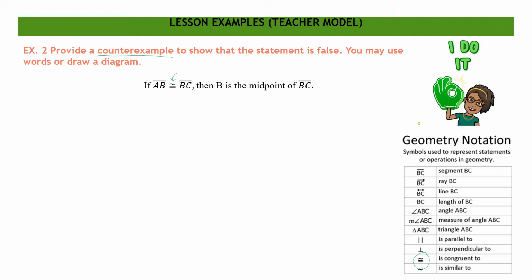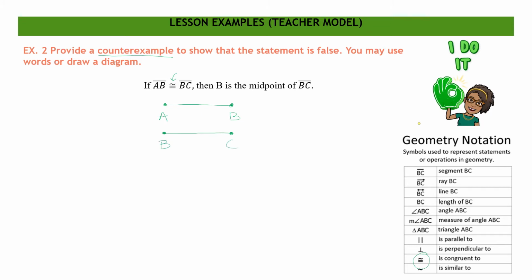Well, let's first draw an example of the two segments. So they gave us two segments. The first one is AB. So let's draw that segment. We have segment AB. Okay, and then we have another segment, segment BC.